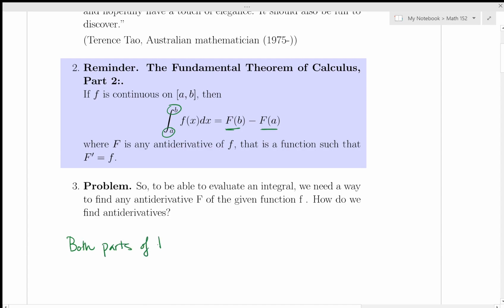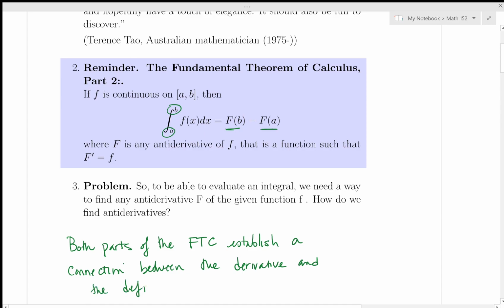of the fundamental theorem of calculus establish a connection between the derivative and the definite integral. This is an amazingly important result. Okay, so let us take a look at how we're going to do this.